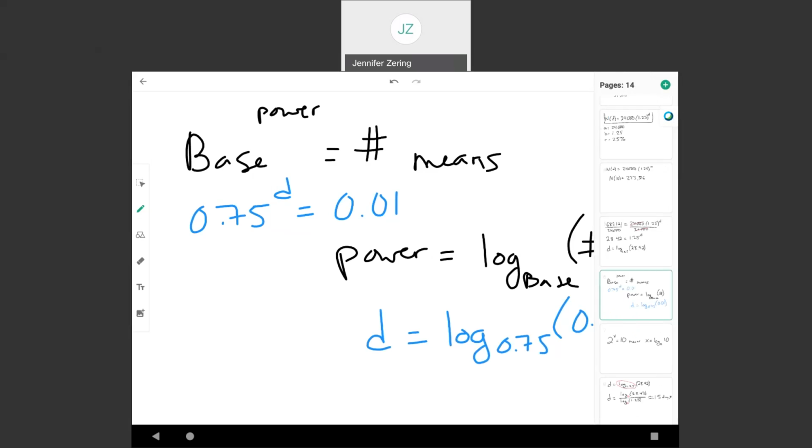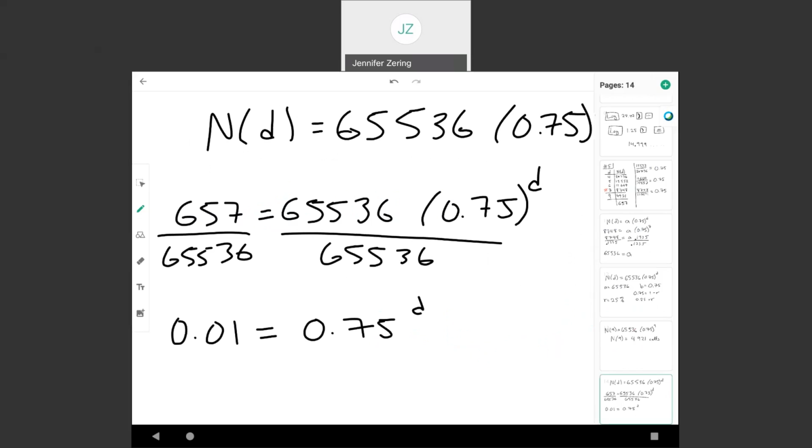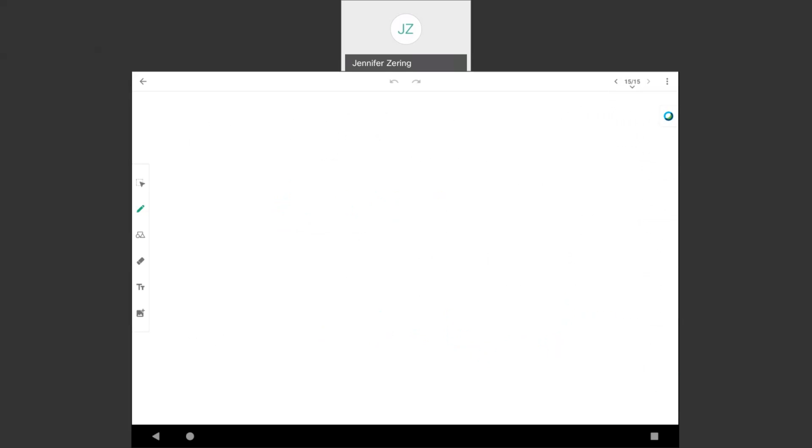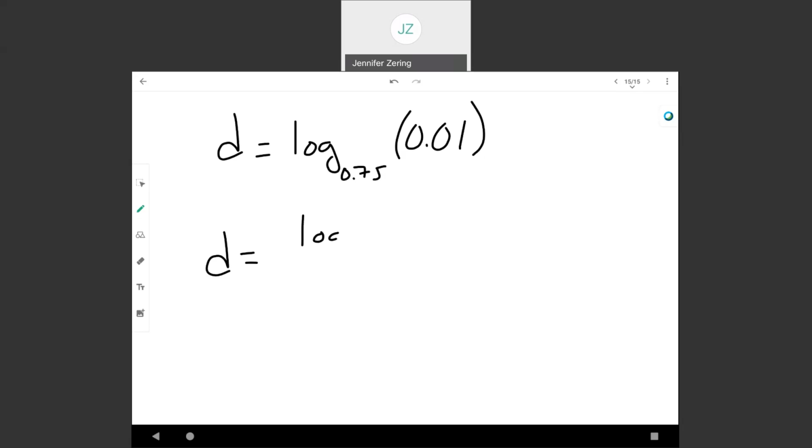So let's go back to where we're trying to solve. I'm just going to grab a blank whiteboard. So we have that whatever D is, it's equal to the log base 0.75 of 0.01. I can now rewrite, so that I can use my calculator, the log base 0.75 of 0.01 as 2 logarithms in a fraction. That's the change of base formula, so that I'm just using the regular old log.